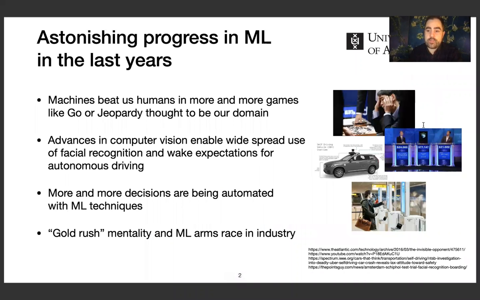So our work is concerned with data management problems for machine learning. And as all of you probably know, we've seen astonishing progress in machine learning over the last years. Machines beat us humans now in more and more games like Go or Jeopardy that we saw to be our domain. There are widespread advances in computer vision. Facial recognition is used. There's expectations for autonomous driving. And in general, more and more decisions are being automated with machine learning techniques. And there's kind of a gold rush mentality and a machine learning arms race in industry.